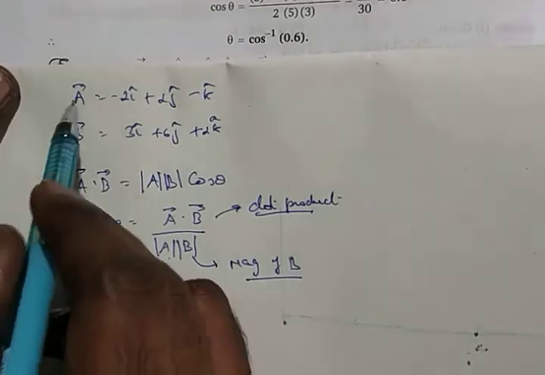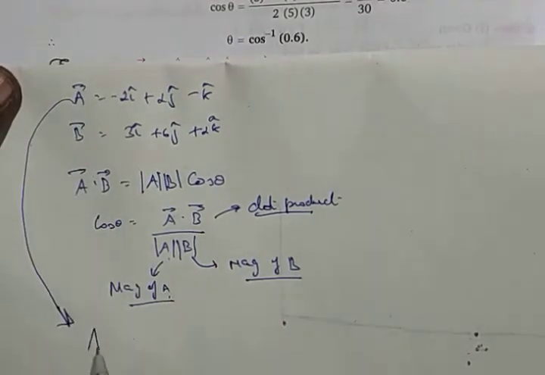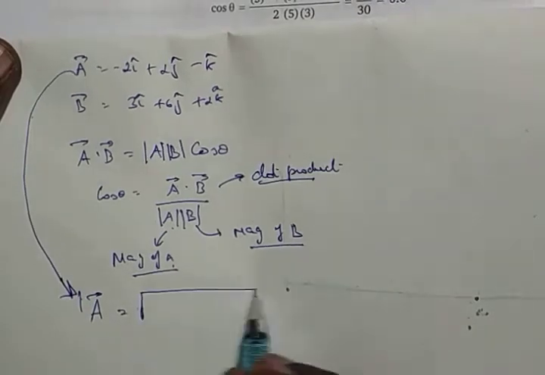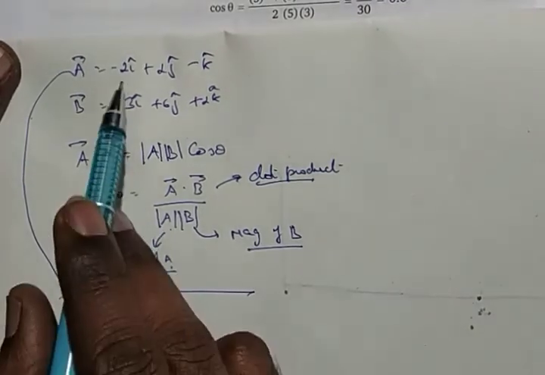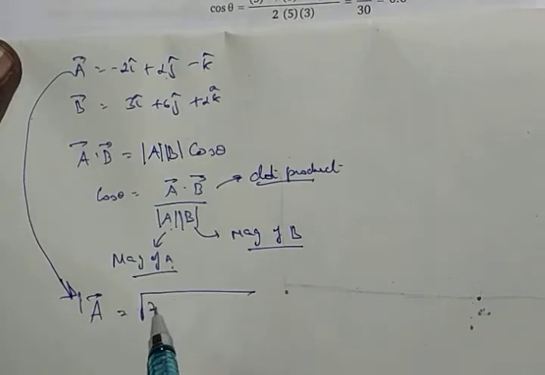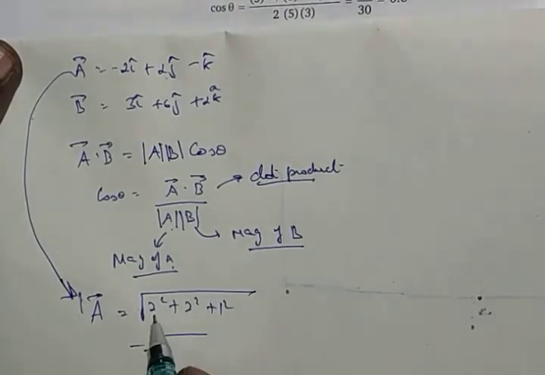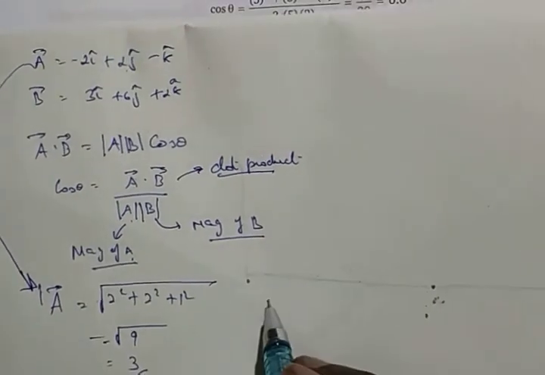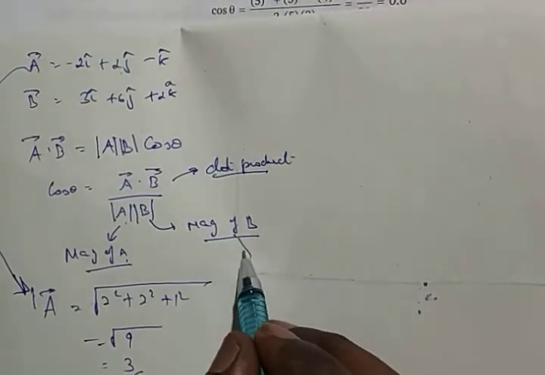Magnitude of A, how to find out the magnitude of A? So magnitude of A is going to be equal to, A vector is here, under root of 2 square plus 2 square plus 1 square. What is magnitude? It is going to be equal to 4 plus 4 plus 1, 9. You will get here 3 as the answer. Magnitude of B, this one we'll try to find out here.